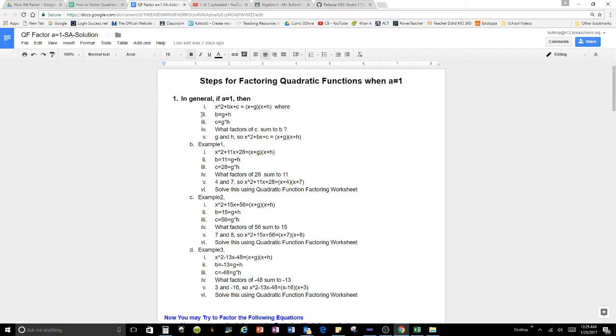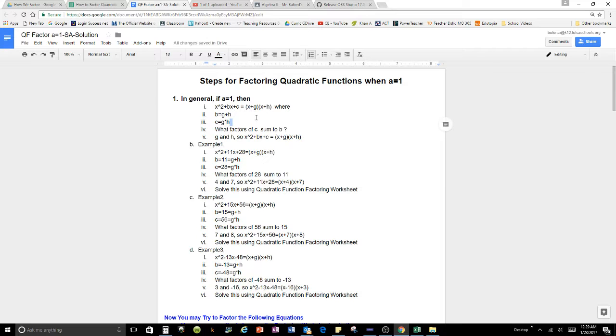Okay, so here we have, remember with quadratic factoring, what we're trying to do is take a quadratic function, ax squared plus bx plus c, and break it up into two binomials, x plus g and x plus h. And we're looking at the condition where a equals 1. So that's why you don't see an a here, otherwise you would have an a here. But we're looking at the simplified factoring situation where a is equal to 1.